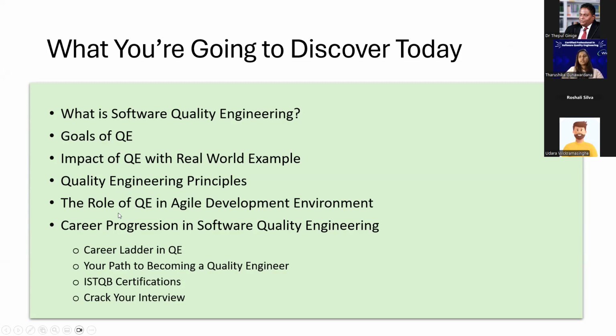And then we will discuss the role of QE in an agile development environment. Before we discuss agile development, we will discuss what software development types are currently available in the industry. And then we will discuss how QE fits into this agile environment. And then we will discuss career progression in software quality engineering. In that, we will talk about the career ladder of a QE, and how you become a quality engineer, what are the things that you have to do.